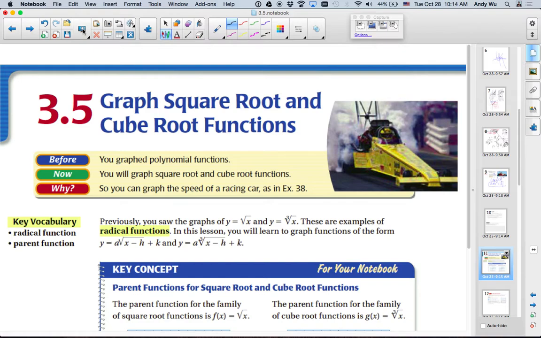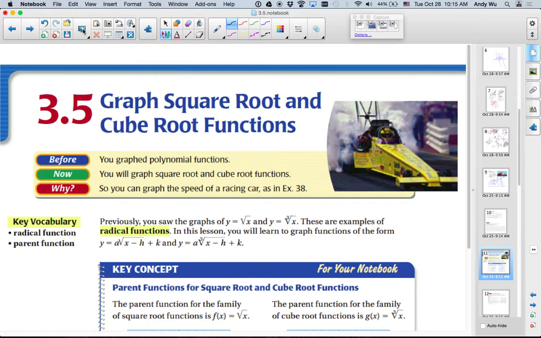Do you think about why? Like when the author wrote the book, they decided to put this section right after we just talked about inverse, right after we talked about what a function is. Why? They're inverses of quadratic and inverse of polynomial, right?